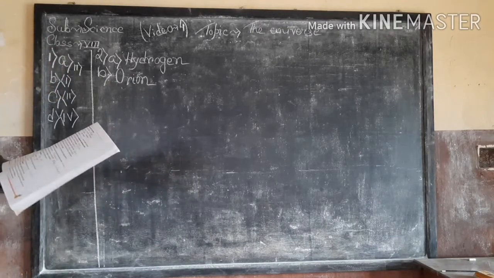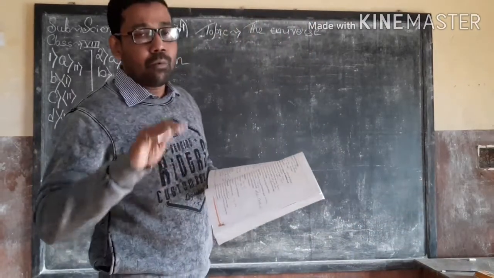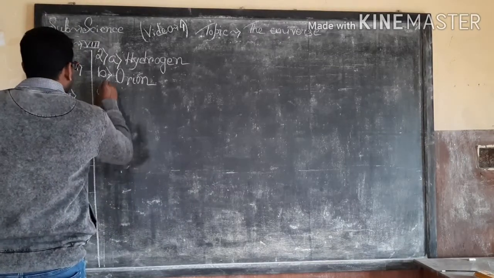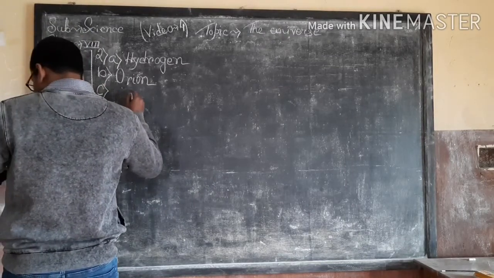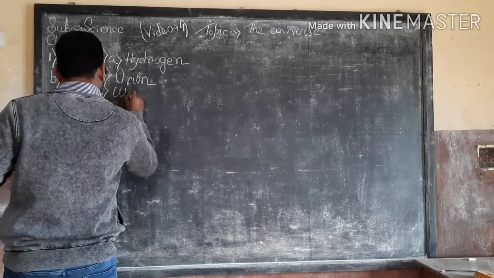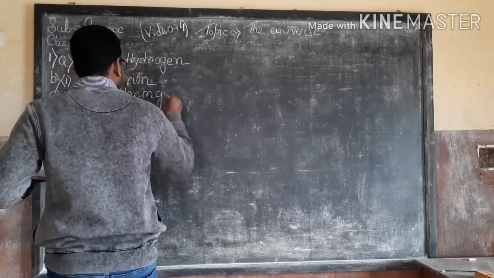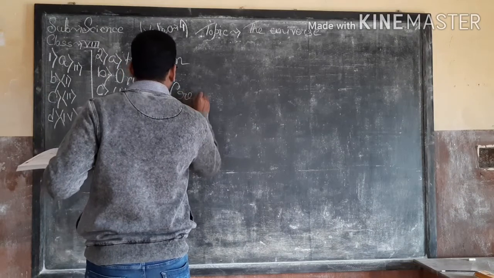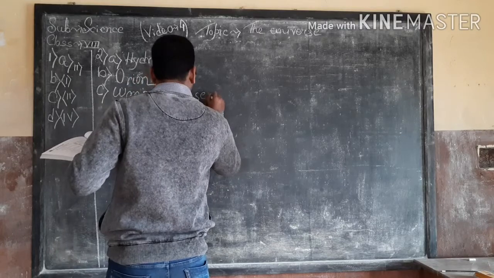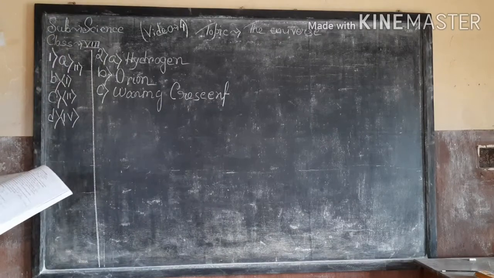2C: when more than half of the moon is visible, that is called waning crescent. Okay?